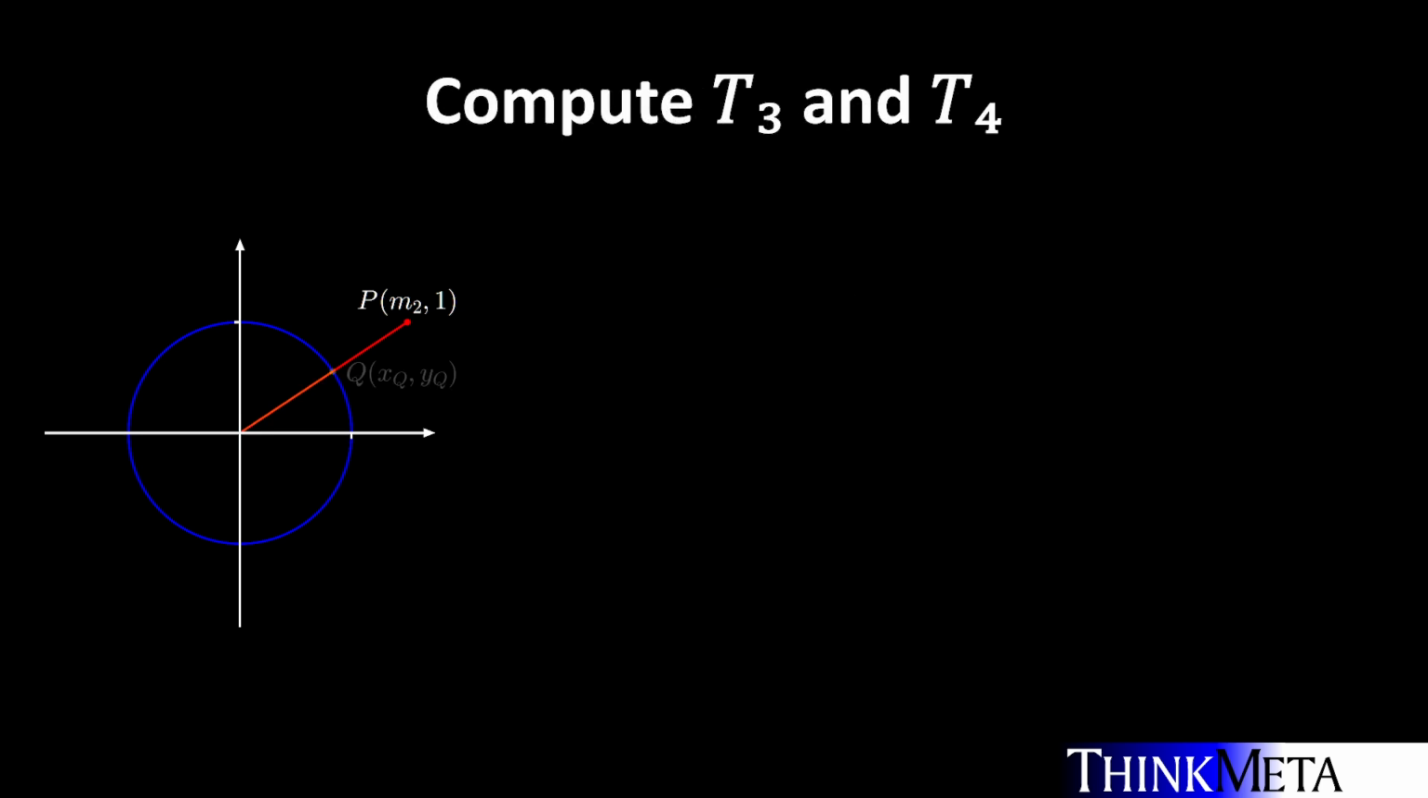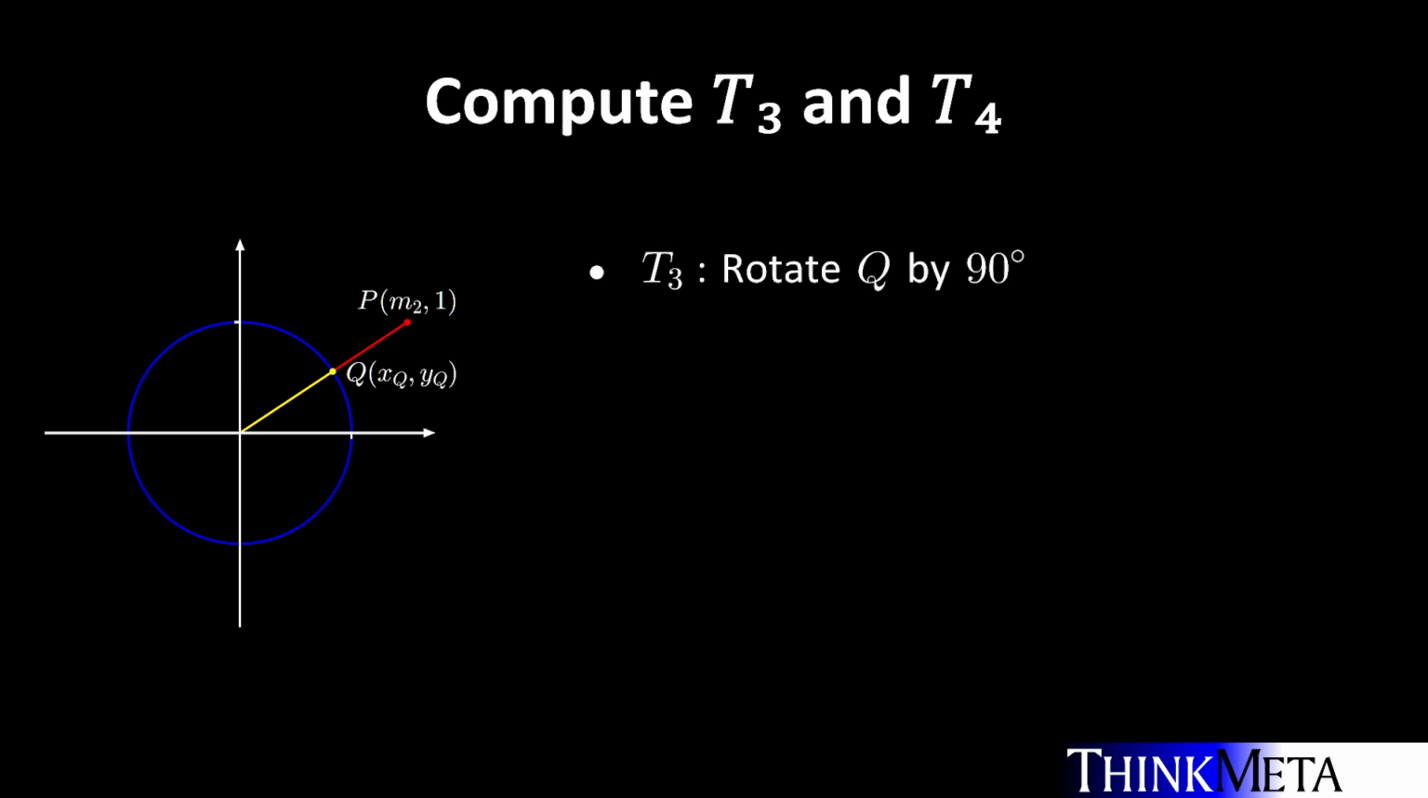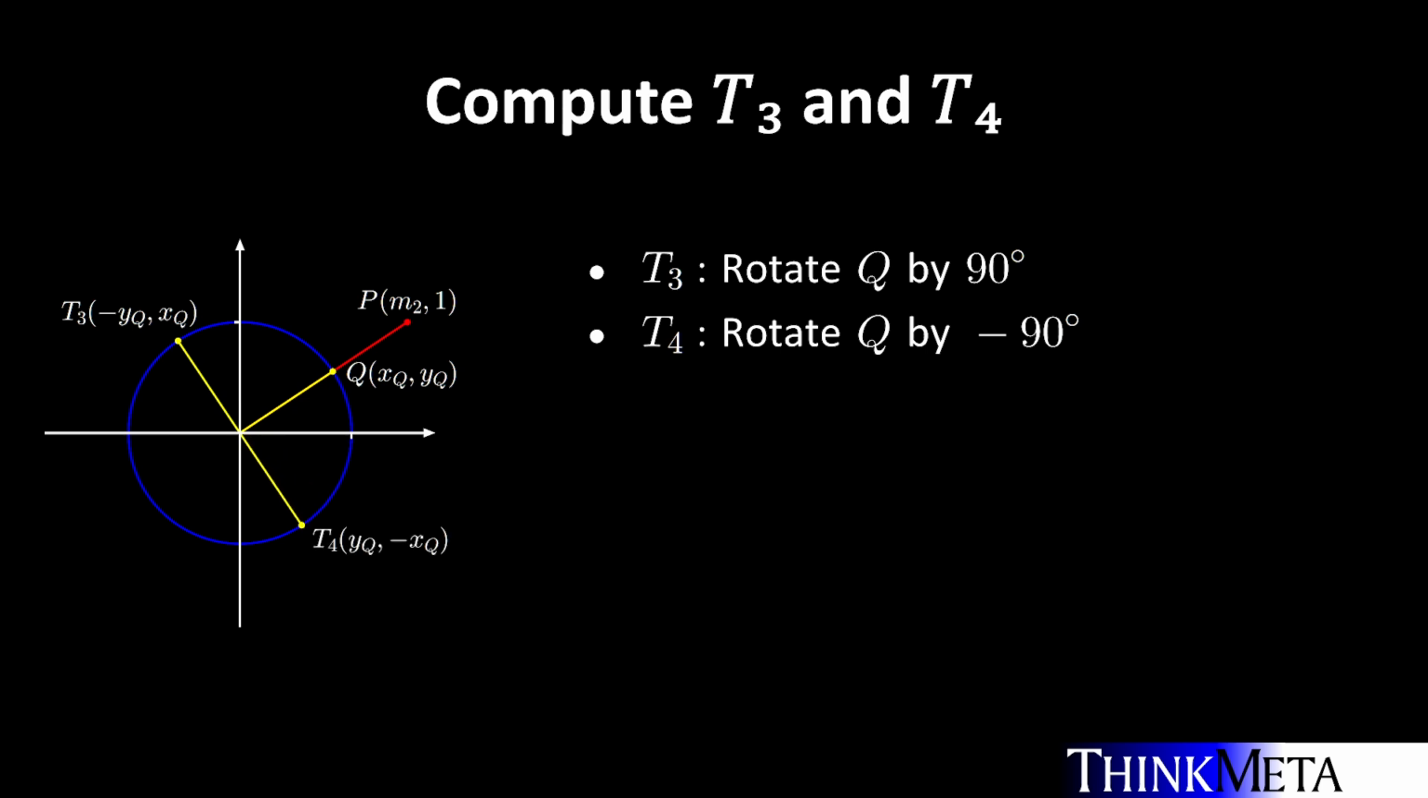Once again, we find Q on the unit circle using the intercept theorem and rotate it by 90 degrees to get T3 and by negative 90 degrees to get T4. In the special case where A11 equals 0, T3 is (0, negative 1) and T4 is (0, 1).